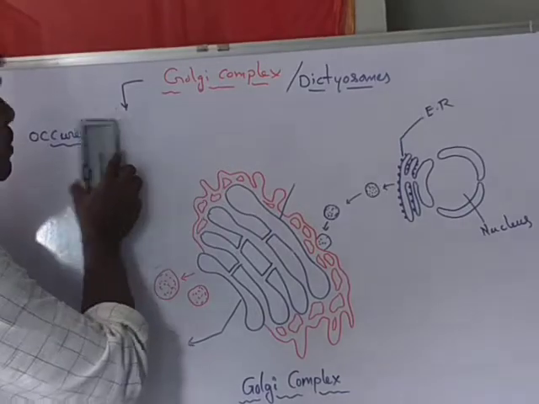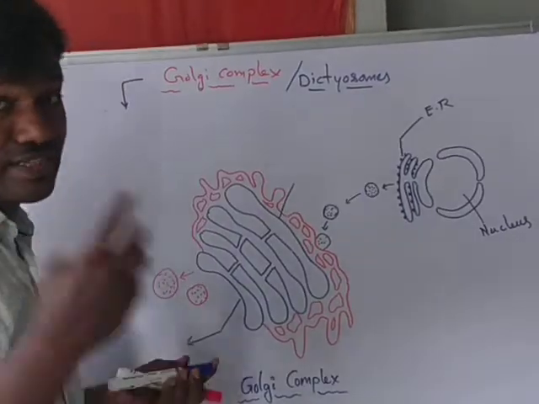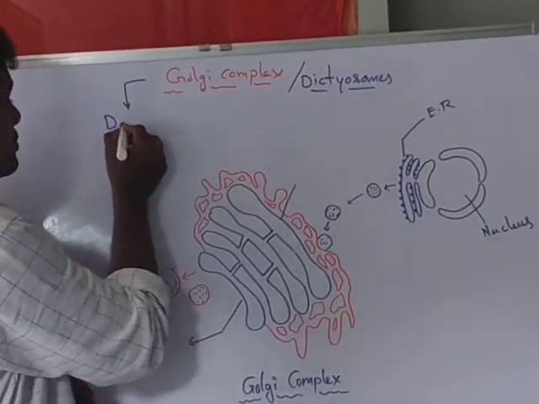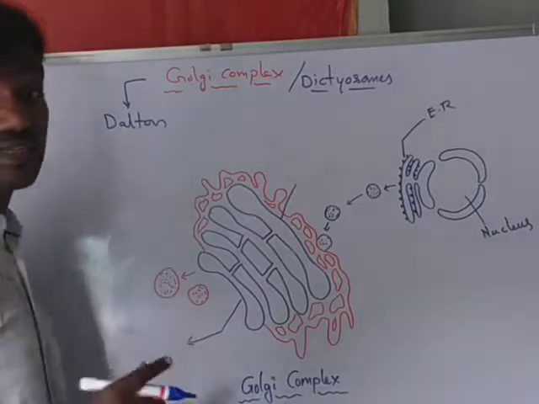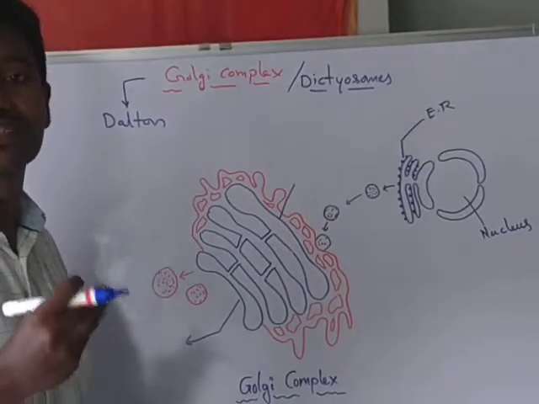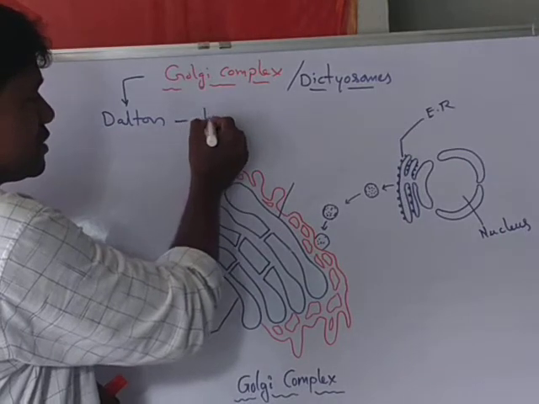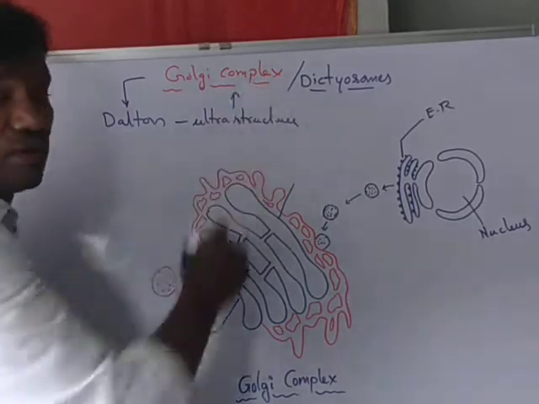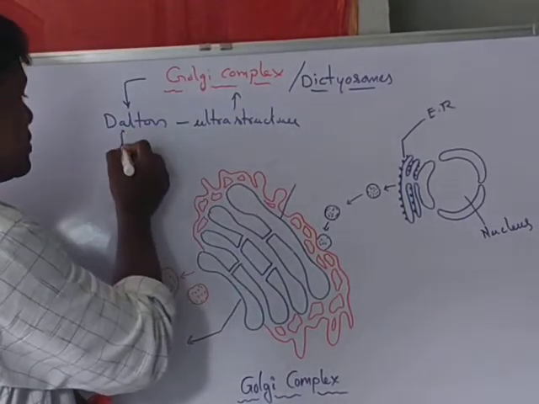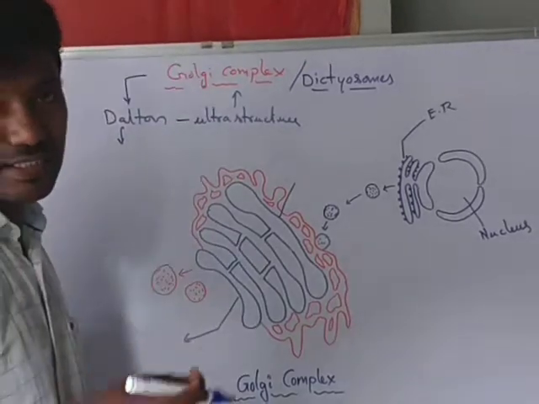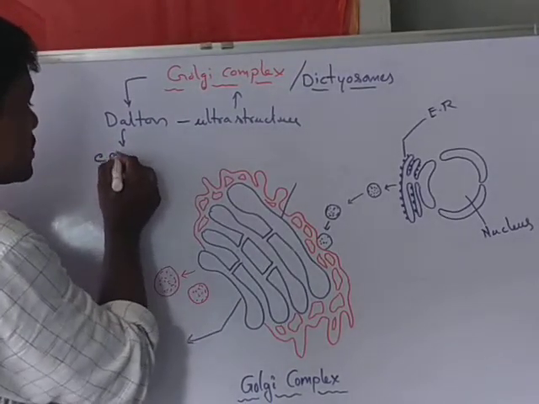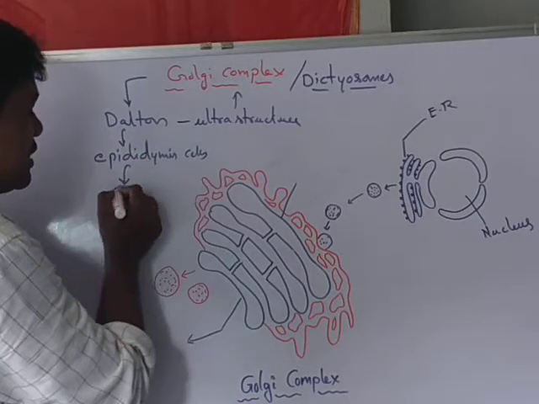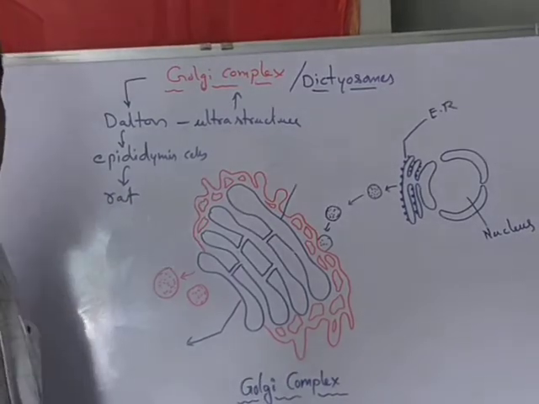The ultrastructure of the Golgi complex was explained by Dalton. Dalton is another scientist who explained the ultrastructure of the Golgi complex in the epididymis cells of rat.